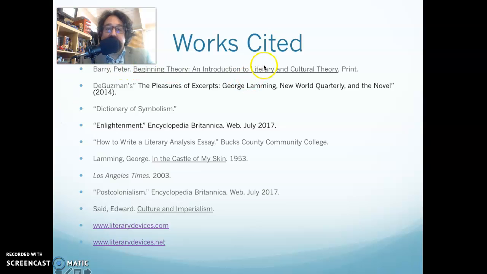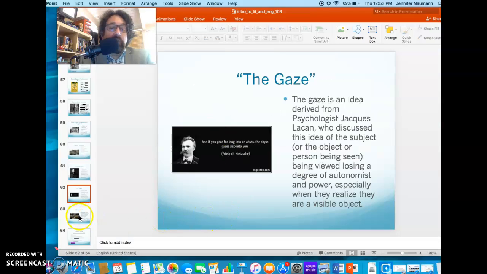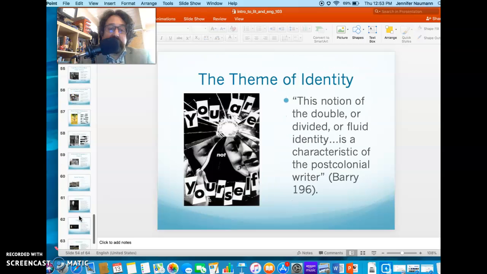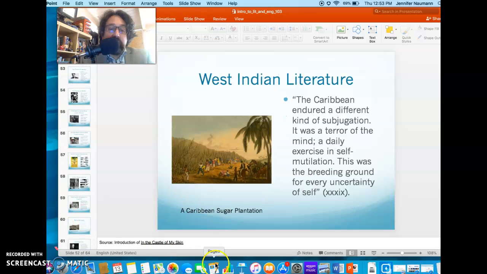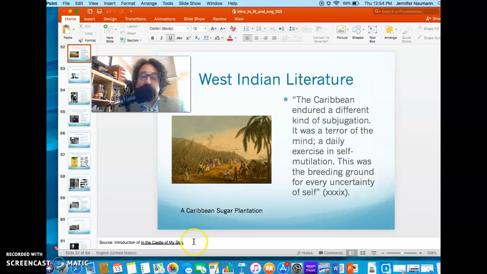And if you're looking for references, they're always at the end, the works cited page. Sometimes when the works cited page gets extremely full, I will start adding notes like this one here, this very interesting quote about the oppression of the West Indian people. This is from the introduction of In the Castle of My Skin. There's the page. All right, so I hope this is helpful.